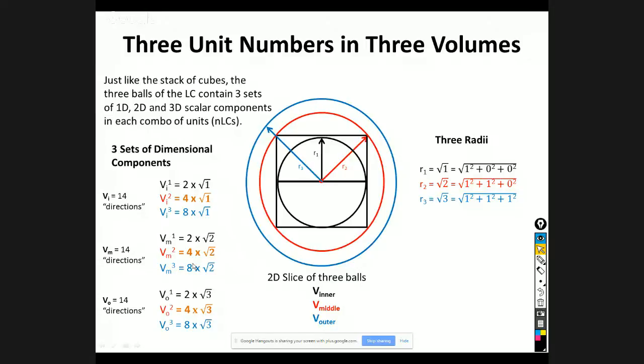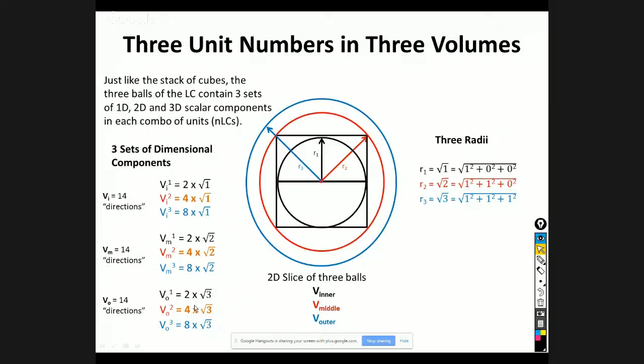But now for the 8 directions of the middle ball, if you want to understand how each one of these has 14 directions, go back to our previous discussion. But for the cubic, or for the volume, or for the 3-dimensional case of the middle ball, the red ball here, we have 8 directions times its radius, which is the square root of 2.